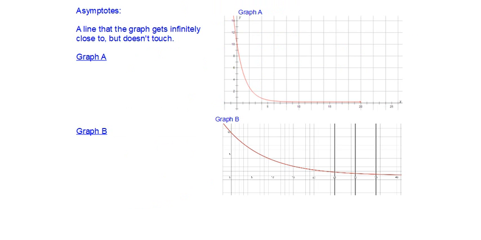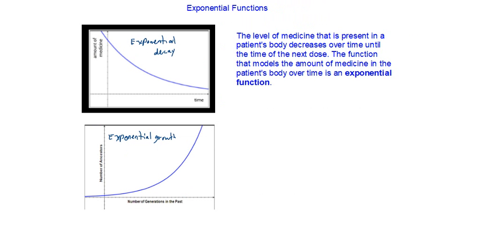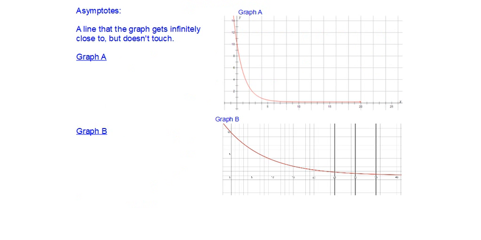Before we do that, we need to talk about one feature. I don't know if you noticed here, but it looks like this line is getting closer and closer to something, but never quite touching. Same with this one. It doesn't abruptly stop. We have a special name for that, and we call that an asymptote. An asymptote is a line that the graph will get infinitely close to, but that it doesn't actually touch.